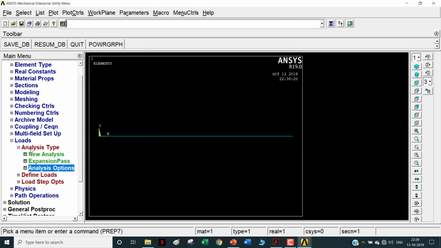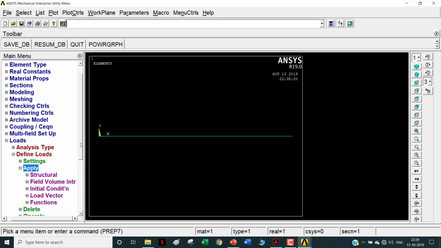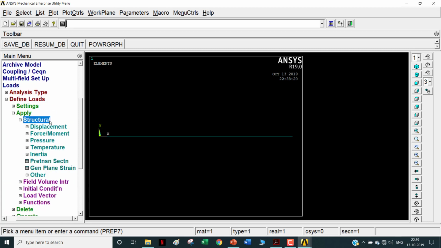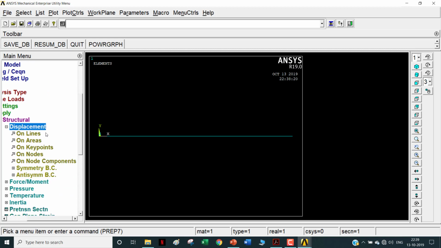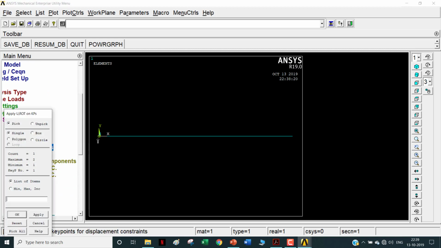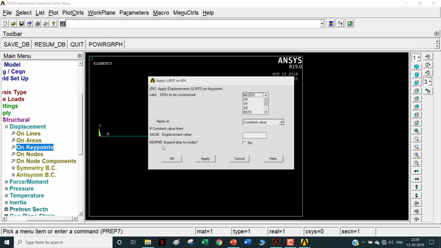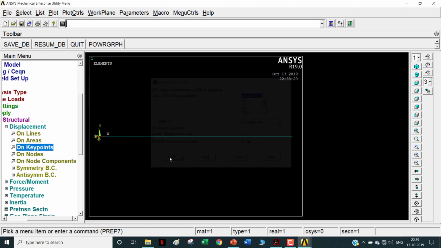Now I'll set up my problem and define the boundary condition. This is a cantilever beam. Initially I'm going to solve it as a cantilever. So go to structural displacement on key points, select this leftmost key point, click on OK, and all degrees of freedom are arrested and the displacement value is 0. In ANSYS, if you do not give anything, it will automatically take it as 0, just for information.